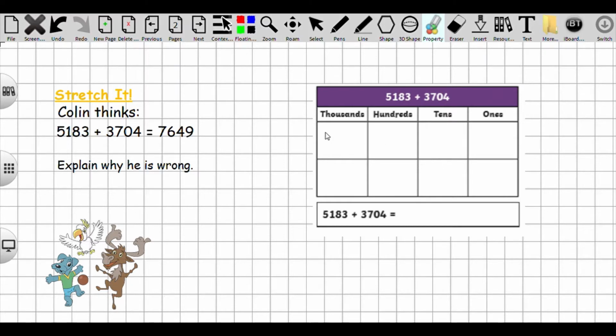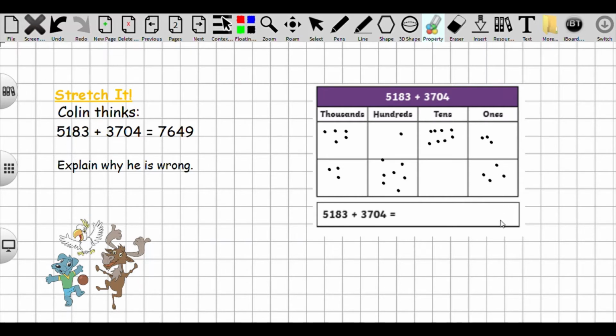with the 5,000s. 2, 3, 4, 5. How many hundreds? 1. How many tens? 1, 2, 3, 4, 5, 6, 7, 8. How many ones? 3. Okay, same again. 3,000 here. 700s. 1, 2, 3, 4, 5, 6, 7. No tens, and we have 4 ones. Let's see what we're getting out of this.